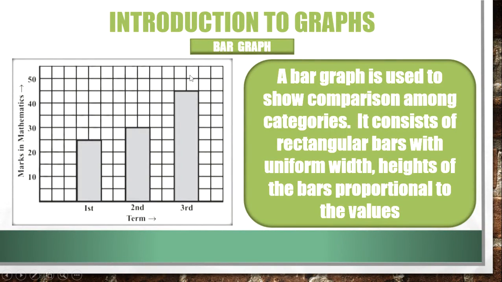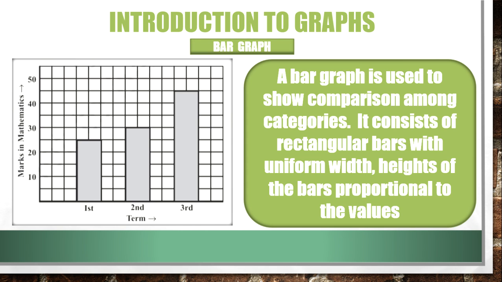Now let us learn about various types of graphs, how data is represented using various types of graphs. The first one, bar graph. Bar graph is used to show comparison among categories. It consists of rectangular bars with uniform width. Heights of the bars are proportional to the values.